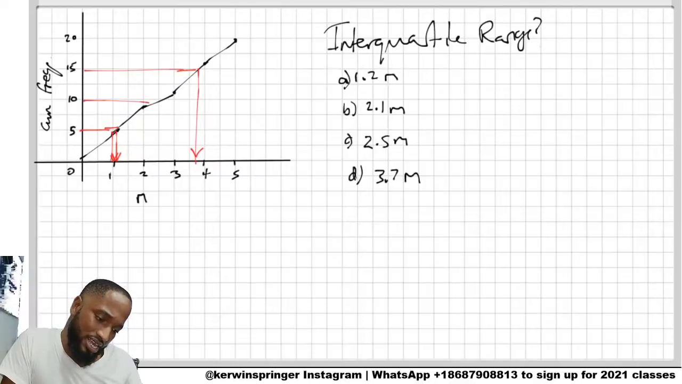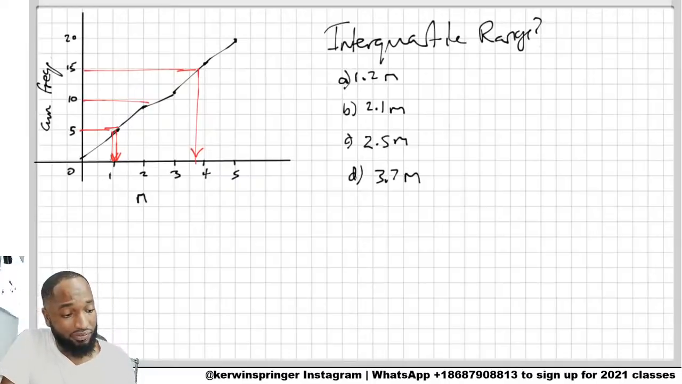3, a little less there, a little more there. Let me say 3.5. 3.5? What's the options we had? 3.7.